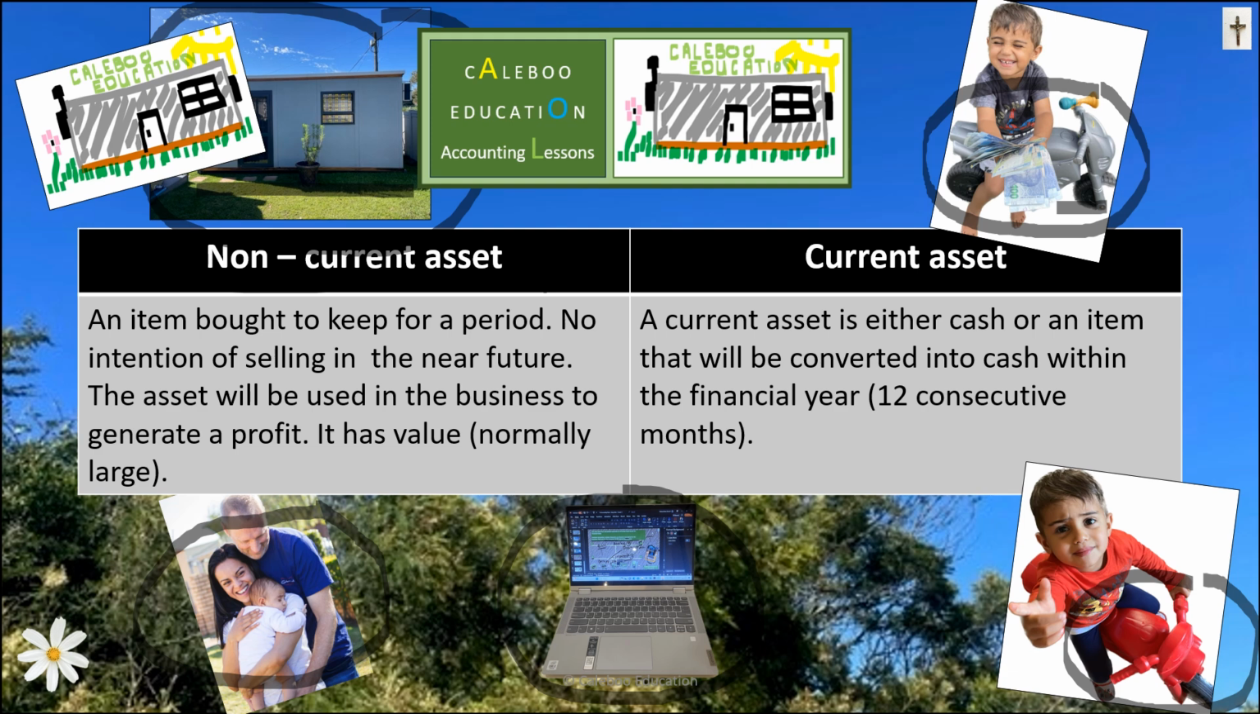Non-current means a period longer than 12 months, whereas current means the 12 months that we are looking at. Current in accounting means the 12 consecutive months that make up our financial year. There it's written there. So what is a non-current asset or a fixed asset?